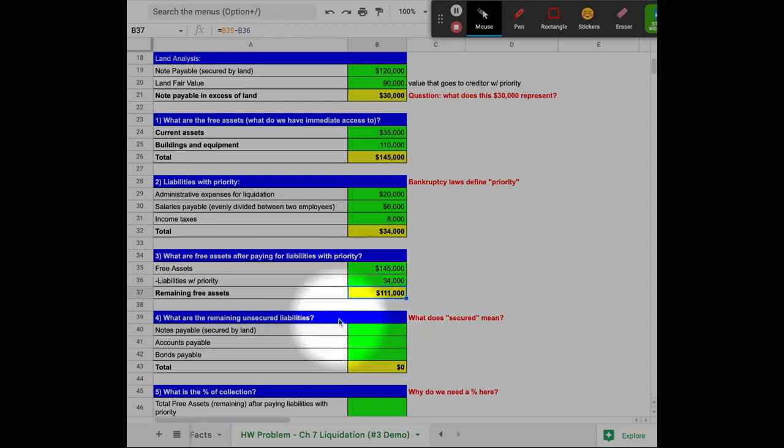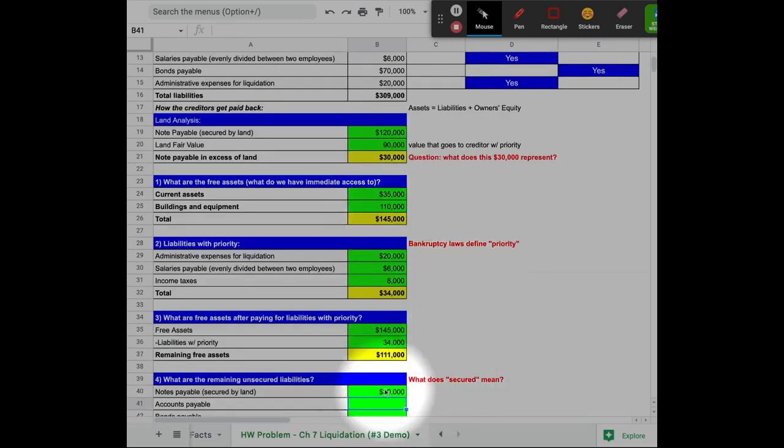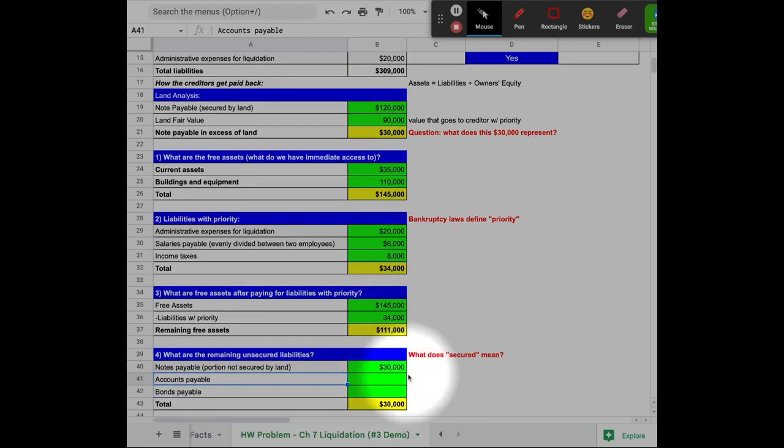Okay. I still have unsecured liabilities to pay back. Let's see how much those are. Note payable secured by the land. Well, this is the unsecured portion. I'm going to go back up to that piece. This is the amount that the creditor did not receive because it was excess liability that wasn't secured by the land. So actually, I'm going to change this here and say portion not secured by land. That'll be a little bit clearer.